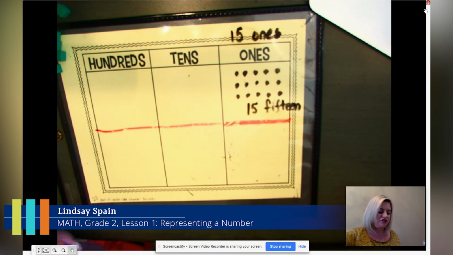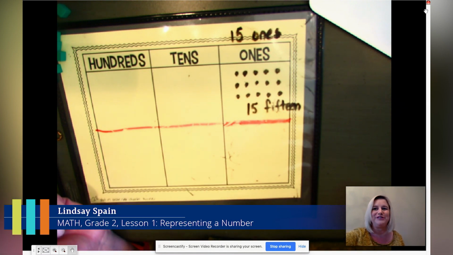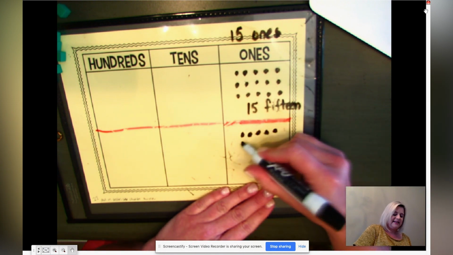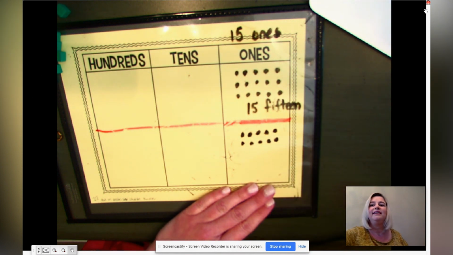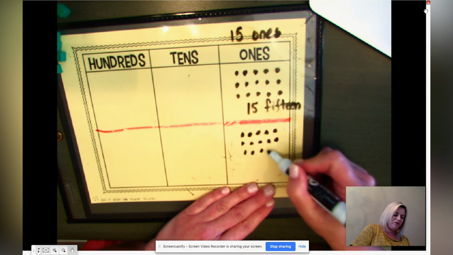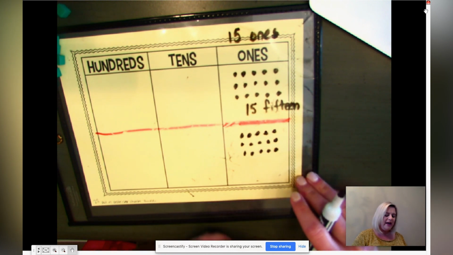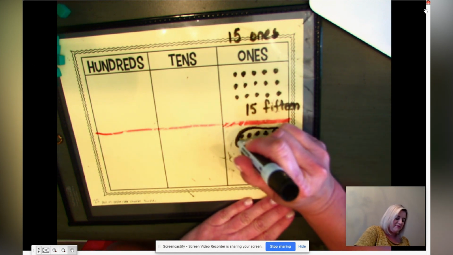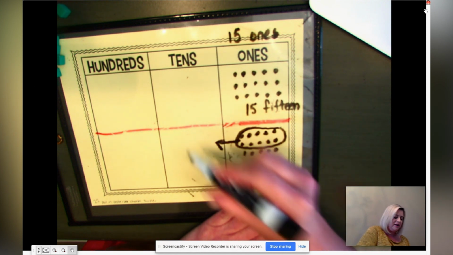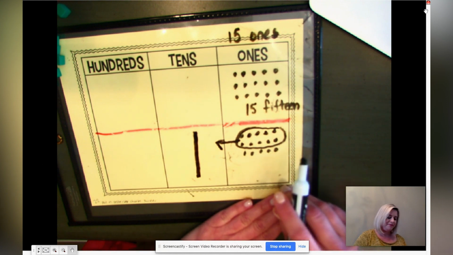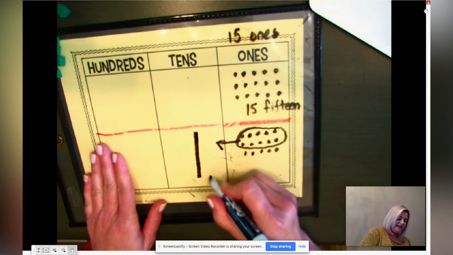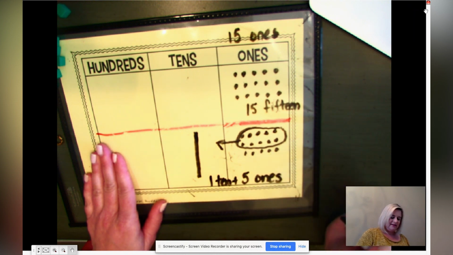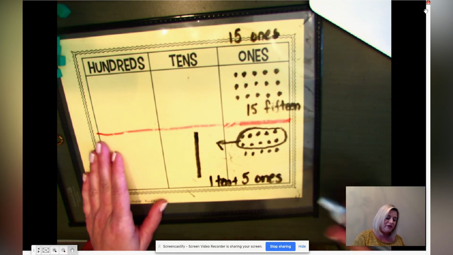Now, let's draw it again, but this time, let's bundle it. 1, 2, 3, 4, 5, 6, 7, 8, 9, 10, 11, 12, 13, 14, 15. So can we model this a different way? Right, we're going to bundle. We're going to take these 10 together and we're going to move them over. Now these 10 are over in the tens column. So this is now 1 10 plus 5 ones.